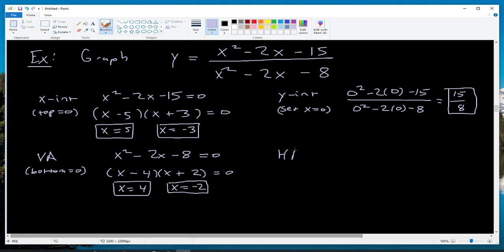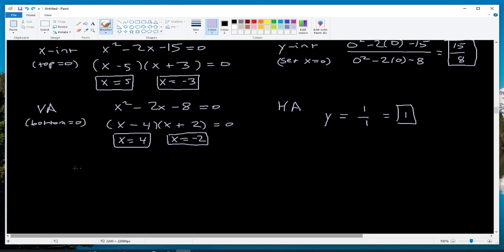For the horizontal asymptote, we are in a case where the degree of the top and the degree of the bottom are both 2, so the degrees are equal. So it's y equals the leading coefficient of the top, which is the 1 sitting in front of the x squared, over the leading coefficient of the bottom, which is also a 1. So we get y equals 1 over 1, and 1 over 1 is 1.